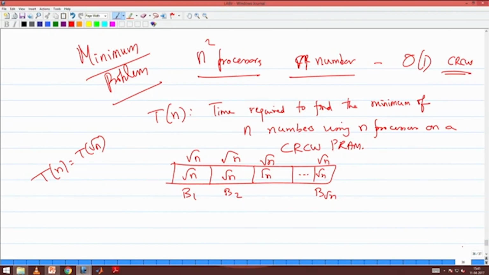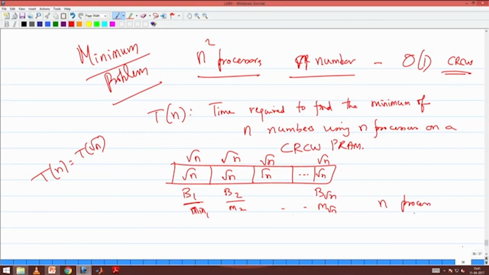So I am assigning root n processors to each of these and solving it recursively. So T(n) will be T(root n). At the end of it, what will happen? I will have one number for each: let me call them m1, m2 to m root n. So I have root n numbers. Now I will have n processors, because the processors are now relieved. So I have root n numbers and n processors.